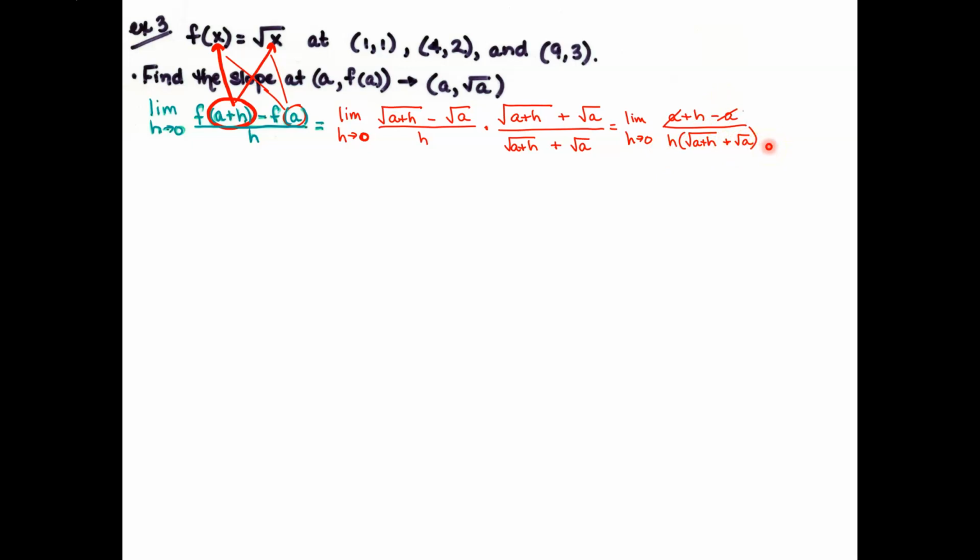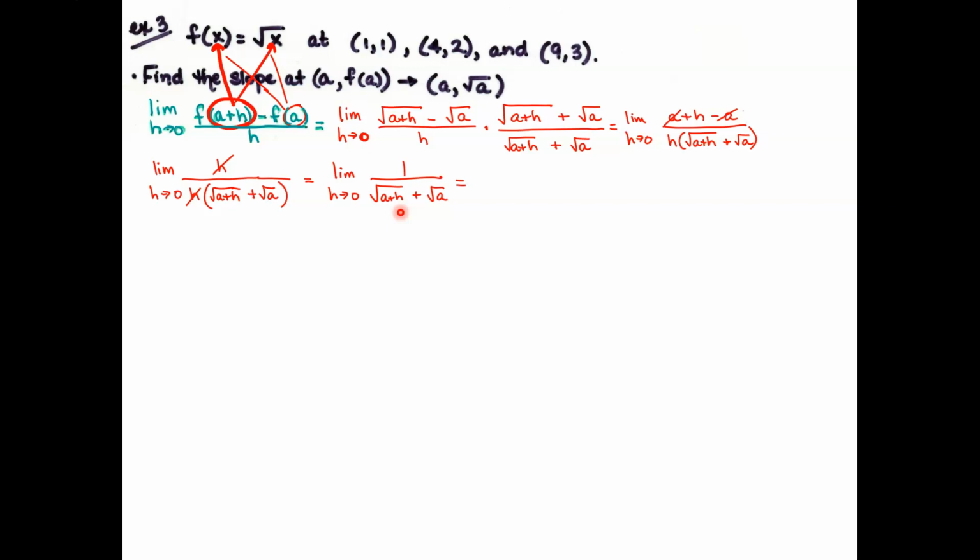All right, so if you'll notice, we could simplify the a's in our numerator. That's going to leave us with h in the numerator. We could cancel the h in the numerator with the h in the denominator, and that will leave us with 1 over the square root of a plus h plus the square root of a. Now let's see if we fixed our problem. Let's try direct substitution again.